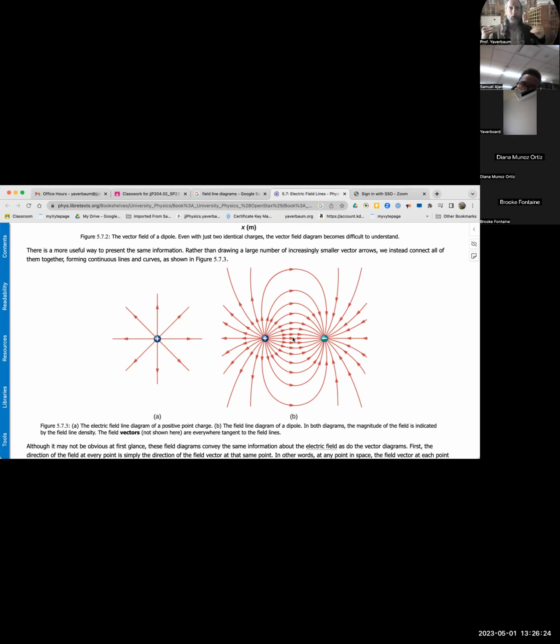All the vectors are totally lined up. They're totally in agreement with each other. So it would be like vector plus vector. What do you get? Big vector. So the lines are crowded there. The lines are dense because the magnitude of the force that would be experienced at that point is comparatively high.